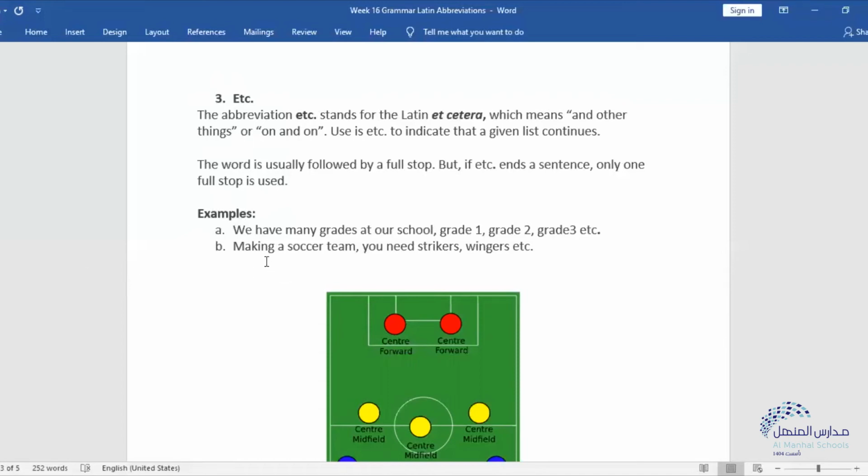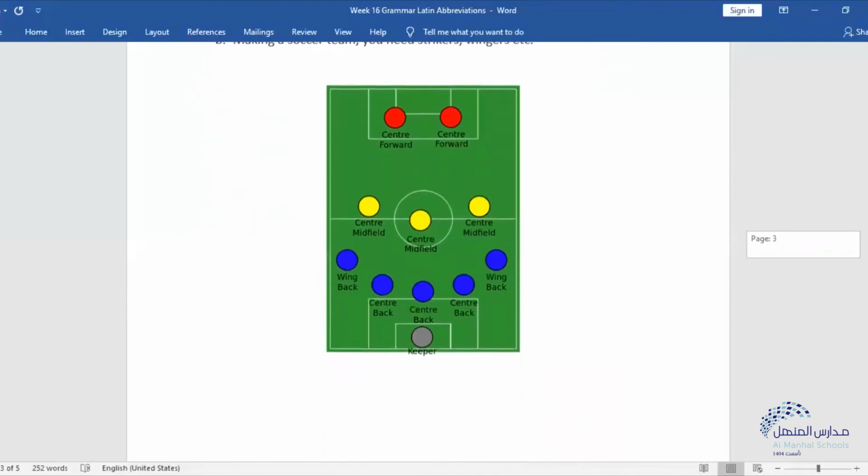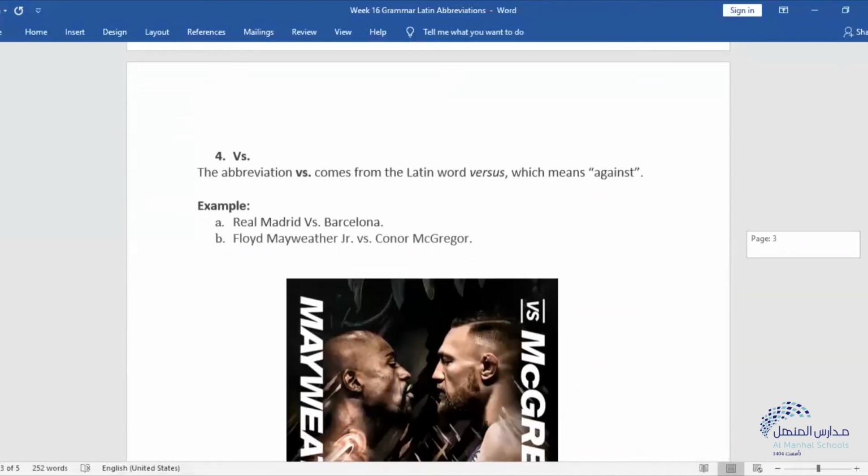Looking at the examples, we have many grades at our school: grade 1, grade 2, grade 3, etc., right? Which means it continues on and on. Making a soccer team, you need strikers, wingers, etc., which means in other positions and other things, right? And on and on. And that is how you use etc.